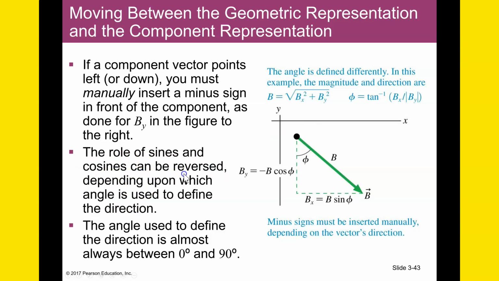The slide says: The role of sines and cosines can be reversed depending on how you define the angle, and the angle used to define the direction is almost always between 0 and 90 degrees. Not if you do it my way with a standard angle.